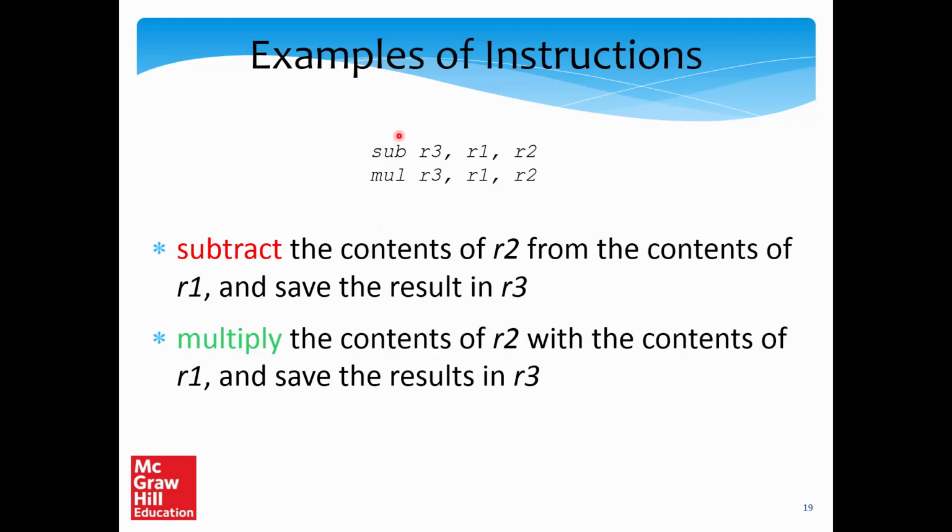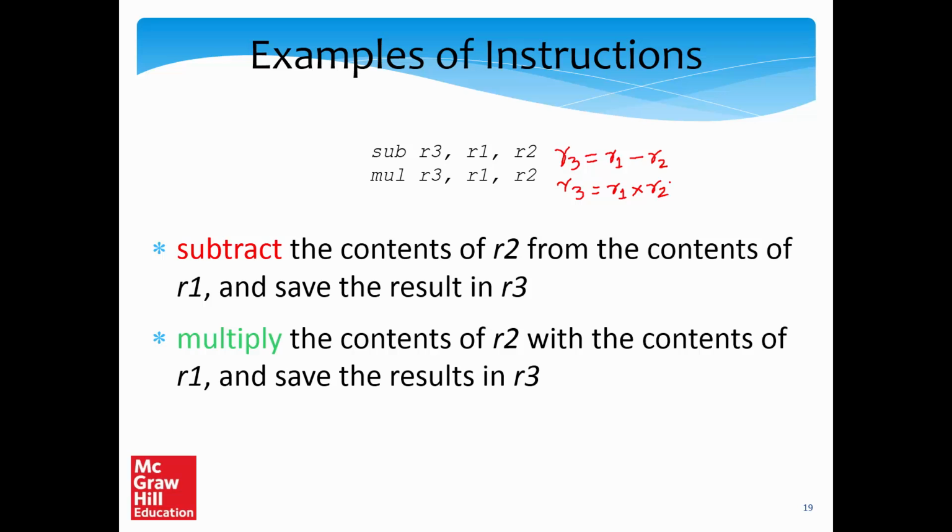Let's take a look at examples of instructions. The first one is a sub instruction, a subtract instruction. What this achieves is that it subtracts the contents of R2 from R1 and saves the result in R3. So we can write this in this form. Similarly, the next assembly instruction is similar to R3 is equal to R1 multiplied by R2.